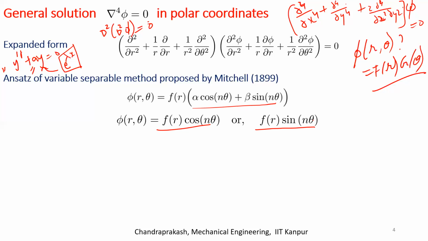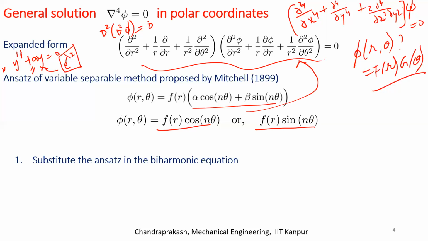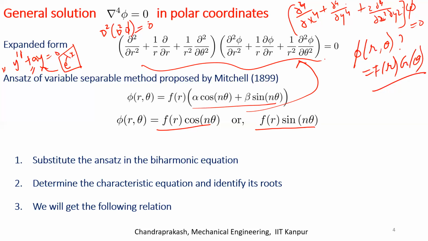Either way is fine, because sine and cosine are both harmonic functions, and you are dealing with second and fourth order derivatives with respect to theta. Since this is the ansatz, let us take any of these expressions and substitute it in the governing equation. That's what we are doing. Substitute this in the biharmonic equation, and we will identify the characteristic equation and its roots, and let's see what we get.